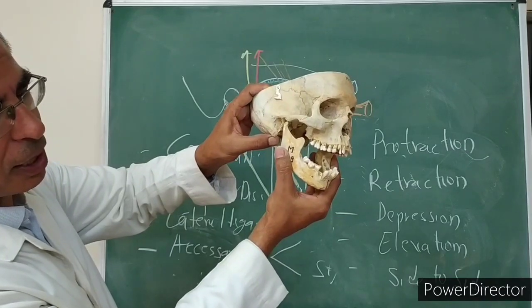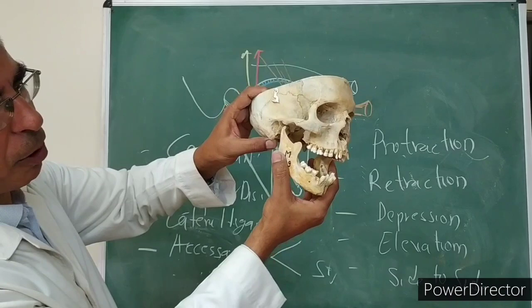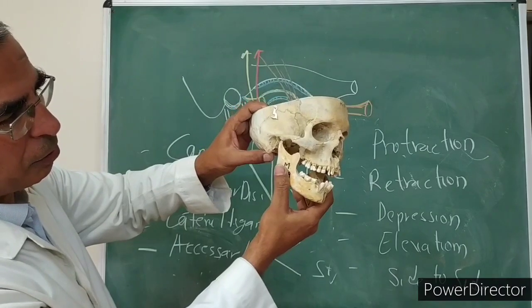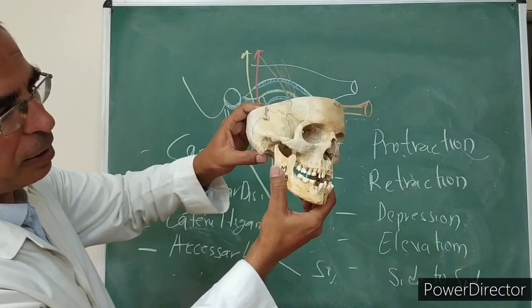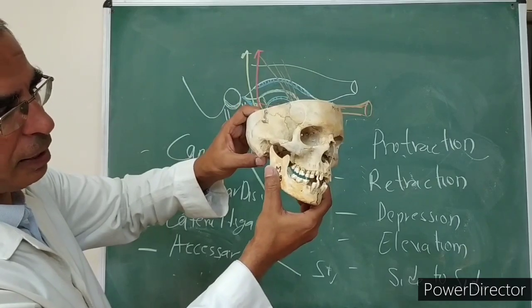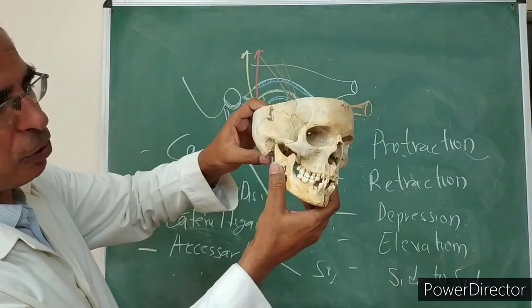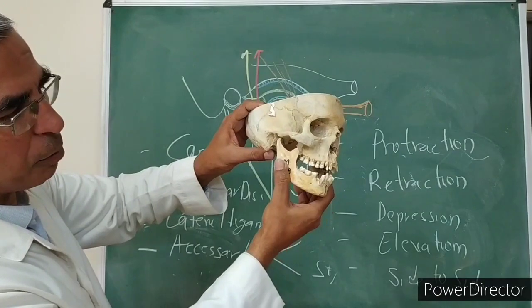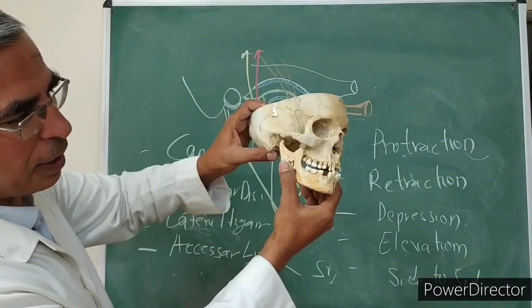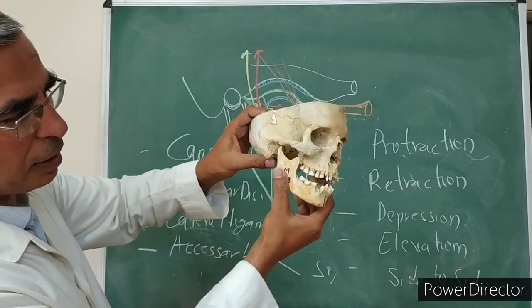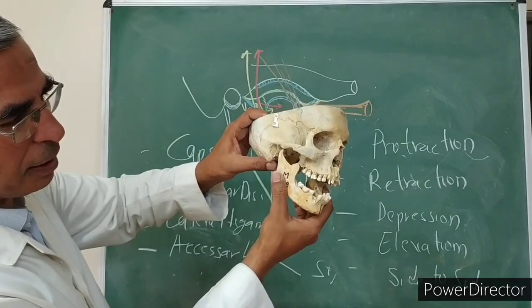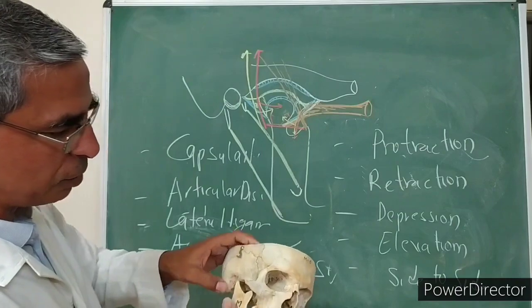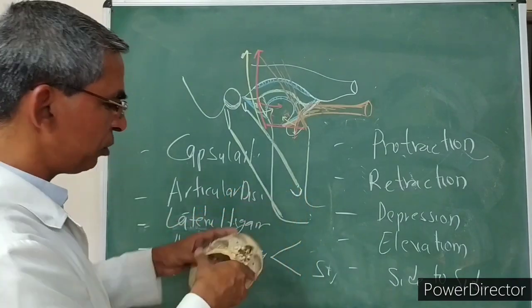Wide opening of the mouth occurs when taking food inside the mouth. So the depression and the elevation movements occur here, and the side-to-side movement, which is the chewing movement. So these are the five movements governed at this joint. As we revise, the gliding movements are responsible for the protraction and the retraction, and for the depression and elevation, rotation of the head of the mandible occurs, and then the side-to-side movement. Now, what are the muscles producing this side-to-side movement?